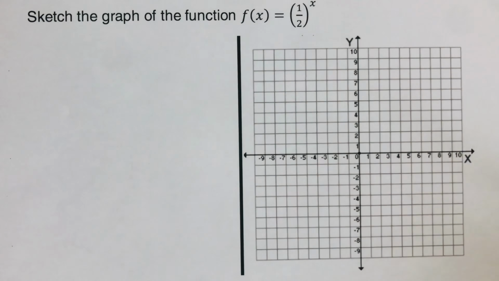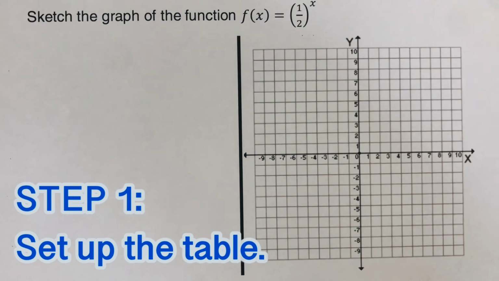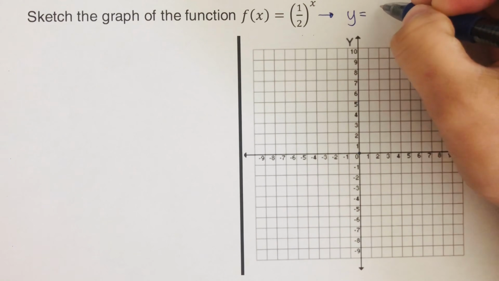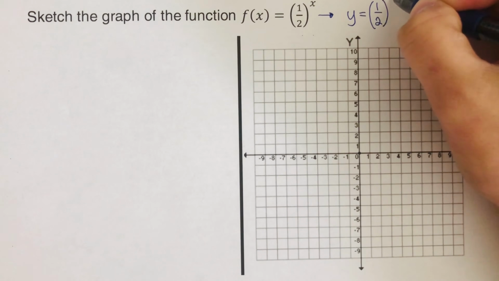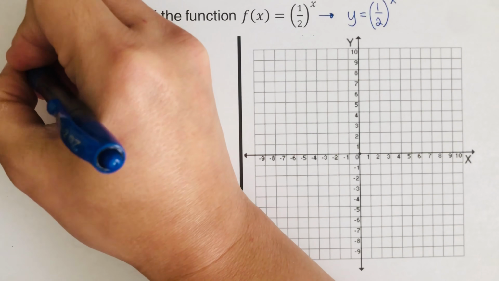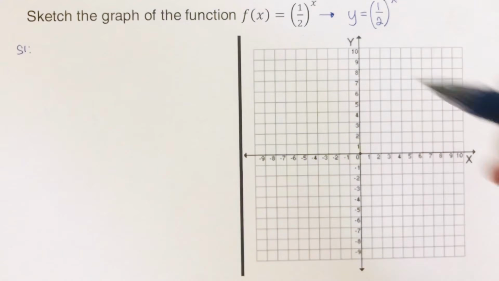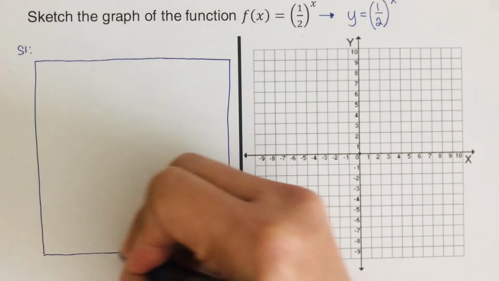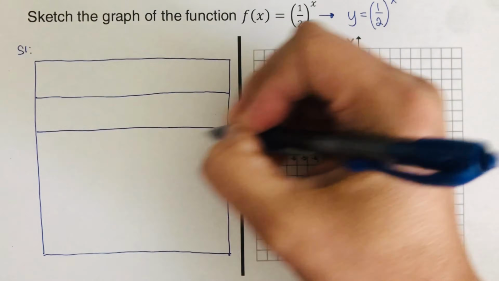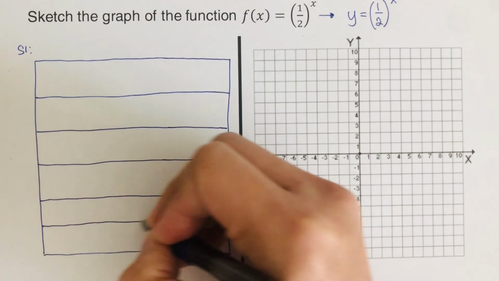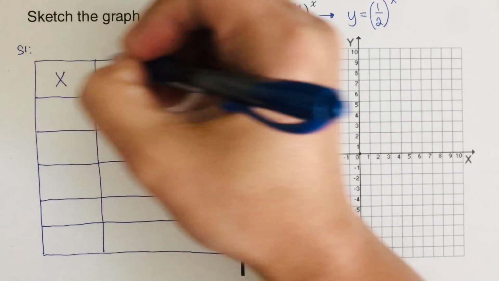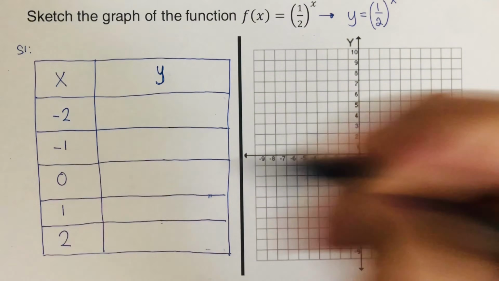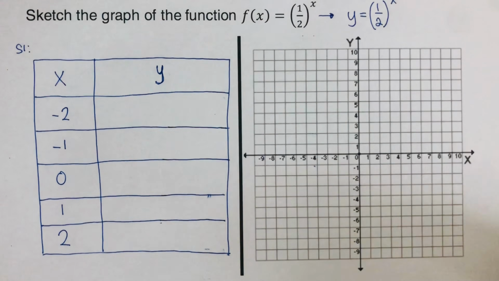Okay, so we go over the problem here. Again, the first step is to set up the table. Again, we can actually rewrite this in equation form. That is y is equal to 1/2. Our base is 1/2 raised to the power x. So for step 1 right here, I'm going to set up the table of values for this graph. Okay, so I've set up the table. Now we are ready to fill this table in.